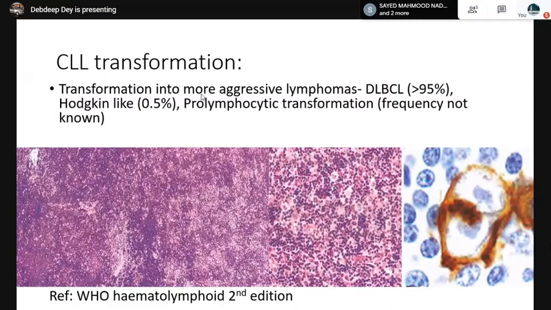So CLL transformation most often occurs into DLBCL, more than 95%, but sometimes it can happen as Hodgkin-like cells or pro-lymphocytic transformation, in which you can get sheets of cells like a diffuse large B-cell lymphoma, or a CLL coexisting with a Hodgkin lymphoma.